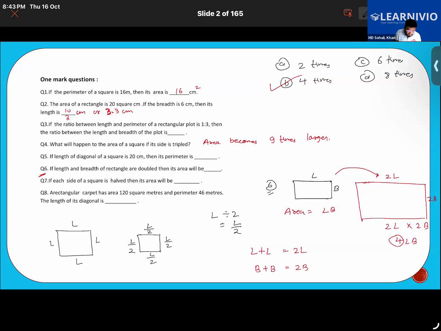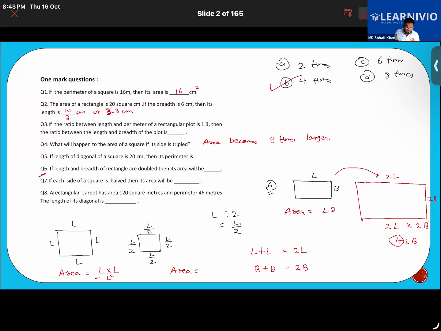So the question was asking about area. So you find the area of this and you find the area of this. Tell me, the area of this should be 4L. No, you're confusing the formula of perimeter and area. What's the formula to calculate the area of a square? L into L. So L into L means what? L square, no? Simply.